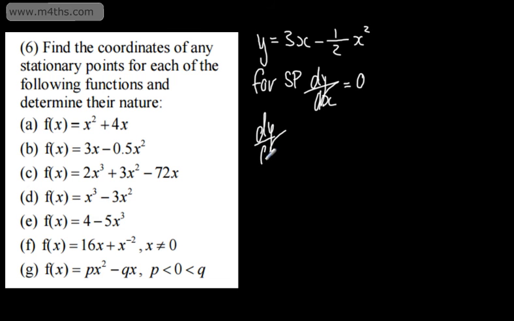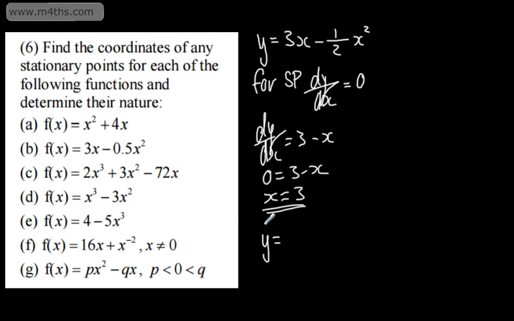So dy dx, the gradient function, will be 3, then we'll have now minus x. So 3 minus x will be equal to 0. So we can see from this that the x-coordinate of the stationary point is 3. We can substitute that in now to find the y-coordinate.